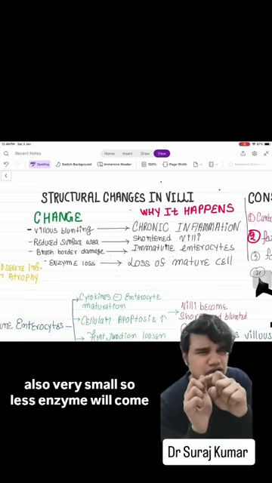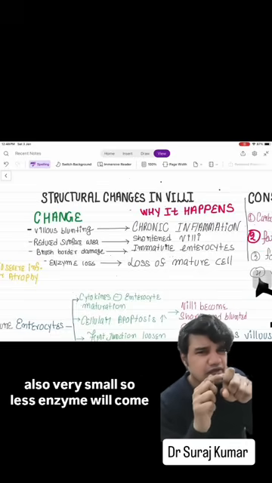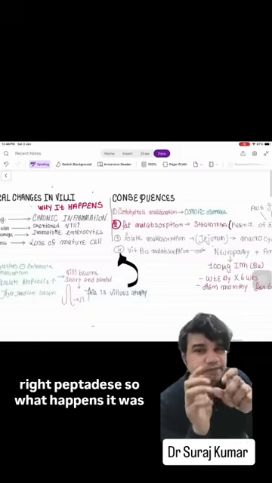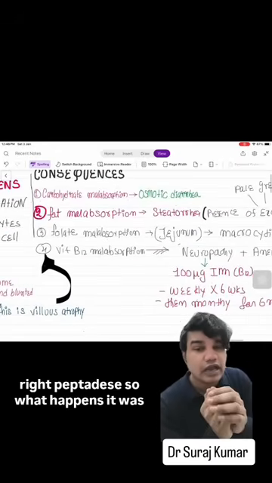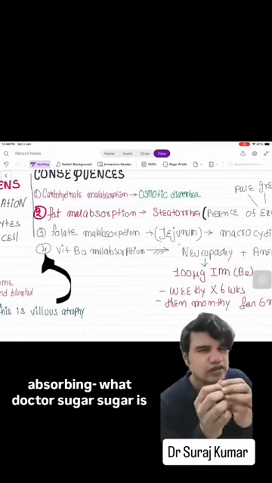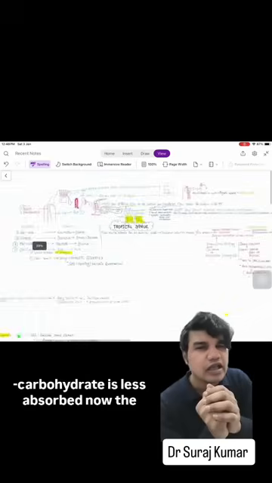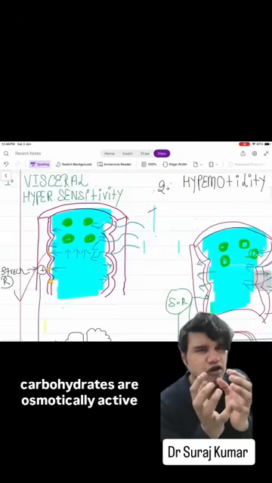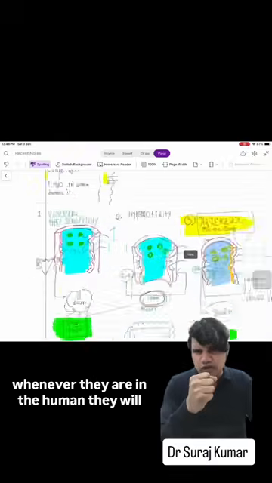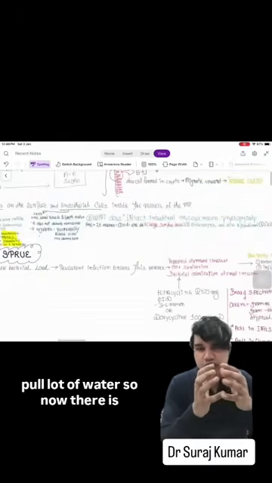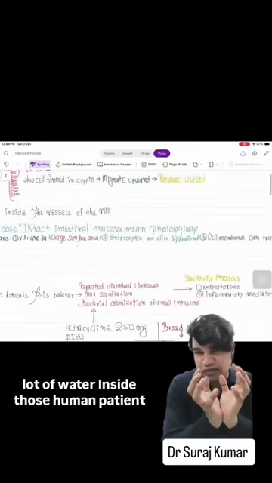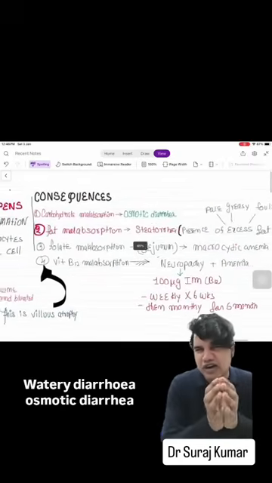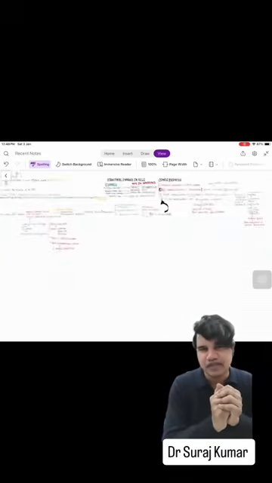Now the villi are also very small, so fewer enzymes will come, right? All those enzymes: sucrase, maltase, peptidase. So what happens? It was absorbing what, doctor? Sugar, carbohydrate, is coming from where? Carbohydrate is less absorbed. Now the problem is that carbohydrates are osmotically active. Whenever they are in the lumen, they will pull a lot of water. So now there is a lot of water inside the lumen. The patient will develop diarrhea with a lot of water. What is that diarrhea called? Watery diarrhea or osmotic diarrhea, right?